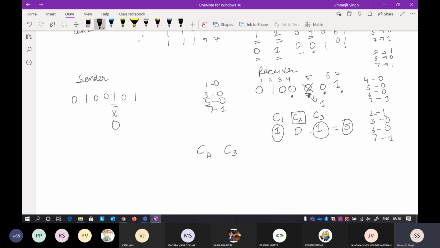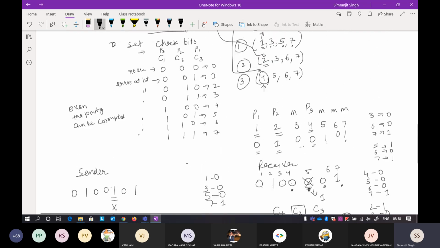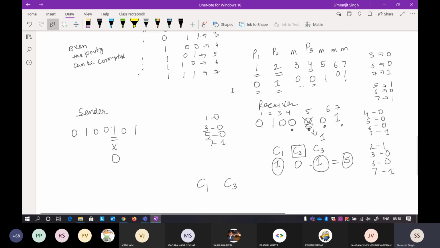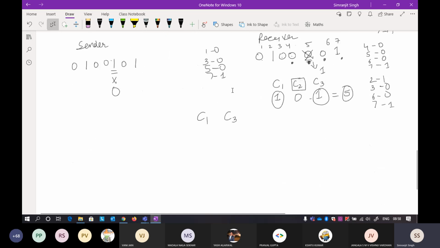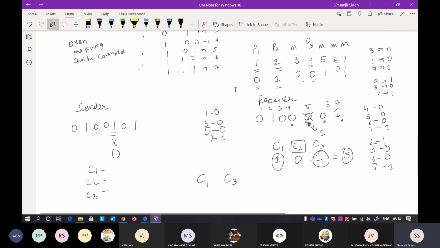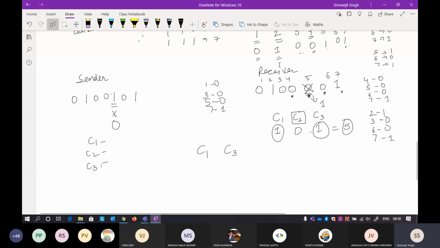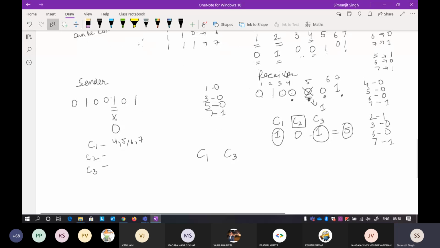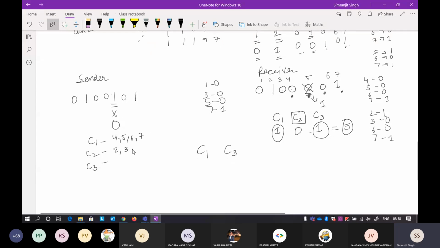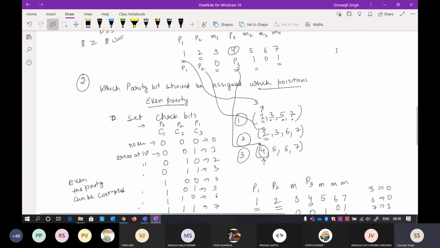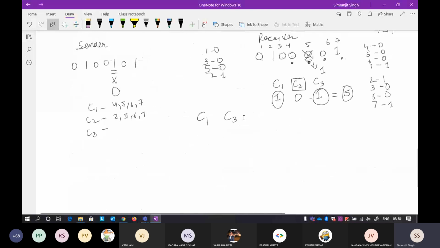Now what is C1 here? Just for easy understanding, I am naming it like this. My C1 is this particular part: 4, 5, 6, 7. My C2 is 2, 3, 6, 7. And my C3 is 1, 3, 5, 7.